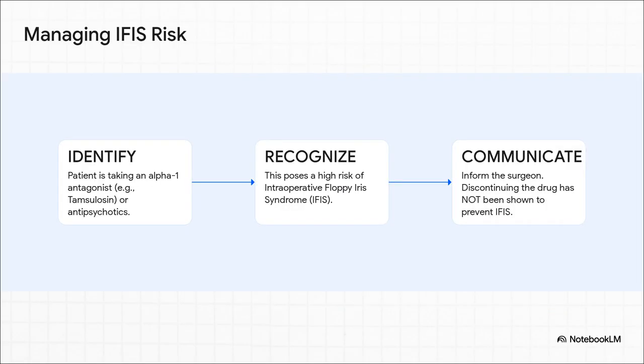Okay, everyone, lean in for this one. This is super high yield for your exams and for real life. If your patient is on an alpha-1 blocker, like tamsulosin, you have to know about intraoperative floppy iris syndrome, or IFIS. Your critical job is to tell the surgeon, and I cannot stress this enough, do not tell the patient to stop taking it. It doesn't really prevent the syndrome and can cause other problems. All you have to do is give the surgeon a heads up. That simple phone call or note can prevent a really bad complication.